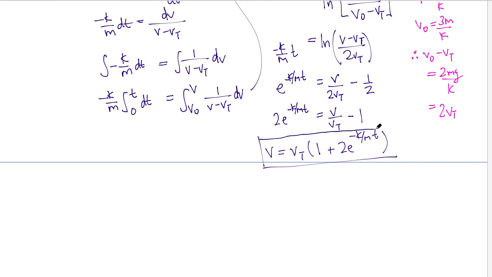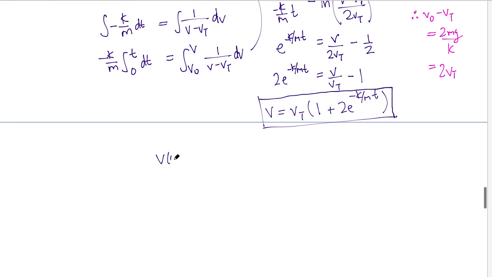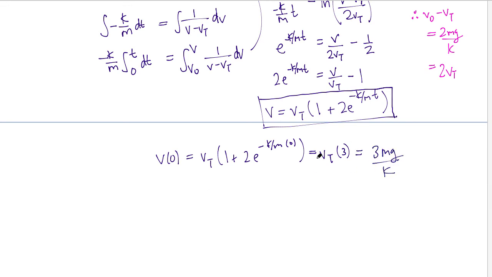So if you don't believe me, we can actually plug in some numbers and see, just to double check. So v of 0, if we plug this in, is going to be vt times 1 plus 2e to the negative k over m times 0. So if I plug in a 0 here, e to the 0 is 1, means that this is just going to be vt times 3. Well, since vt is mg over k, that means that we actually have 3mg over k, which is exactly what we thought we should have for v initial. Similarly, if we were to plug in an infinite time, this second term would just vanish and we would be left with just mg over k.